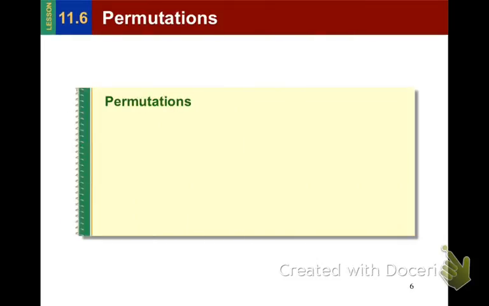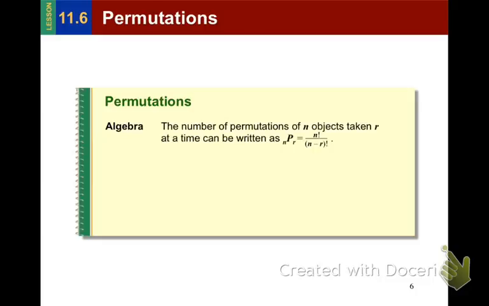So here's our definition. The number of permutations of n objects taken r at a time can be written with the symbol n with a capital P and then r. N things taken r at a time would be n factorial divided by n minus r, and then the factorial of that. So in that last example, we would have had 7P4. It would have been 7 factorial, and then we had 7 minus 4, because what we had was 7 factorial over 3 factorial.